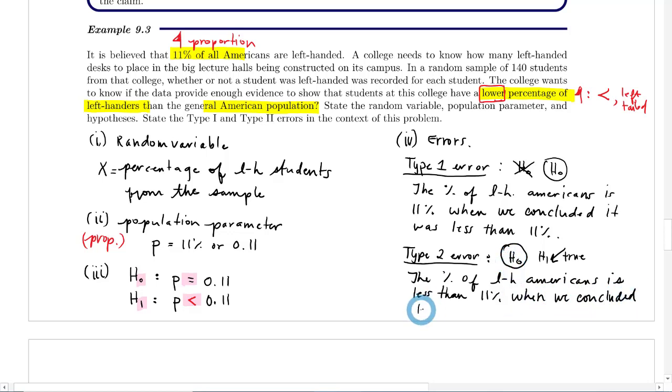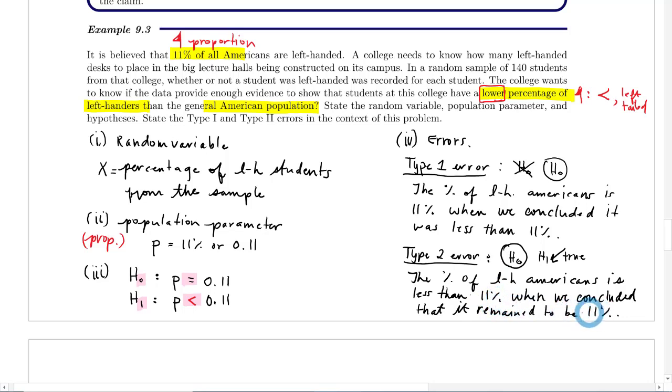When we concluded that it remained to be 11%. So here, we concluded that it remained to be 11%. So that means the college made the error that it was 11%. So now they over-purchased left-handed desks because it really meant that we made the error, a type 2 error, that stated that it would have been less than 11% of students would have been left-handed at their institution.